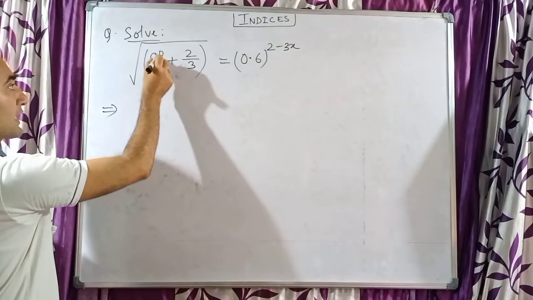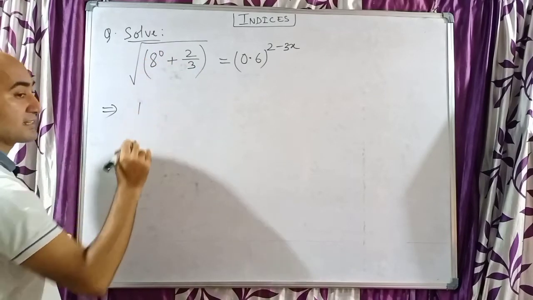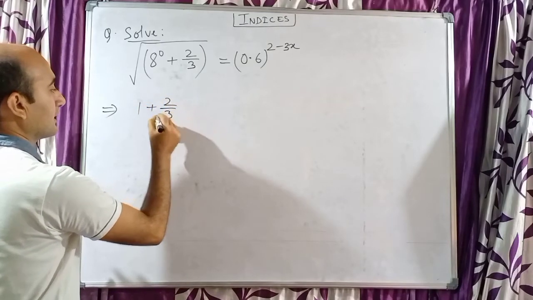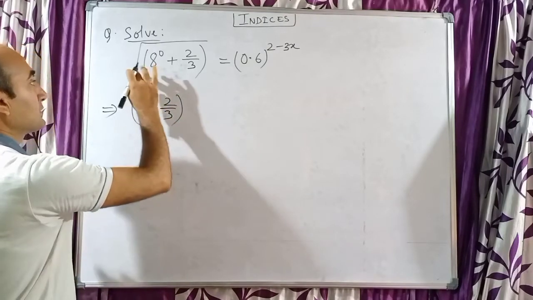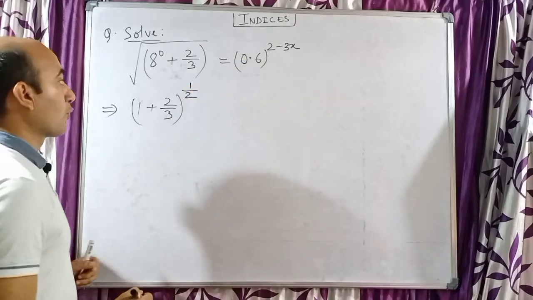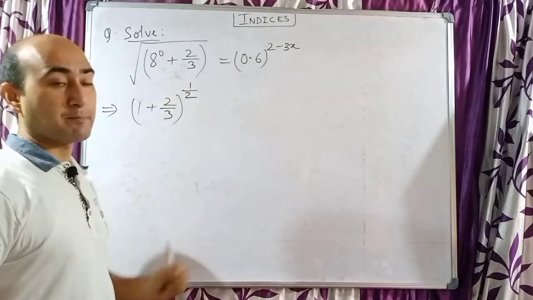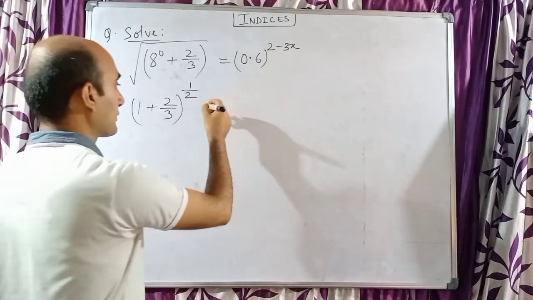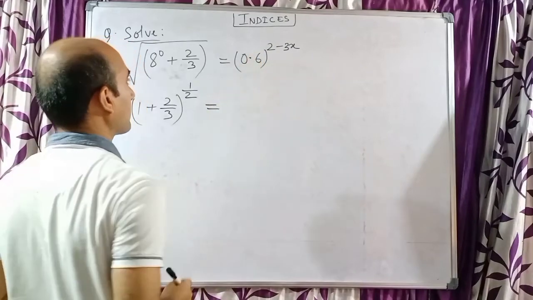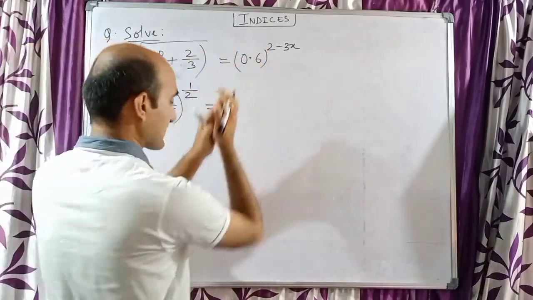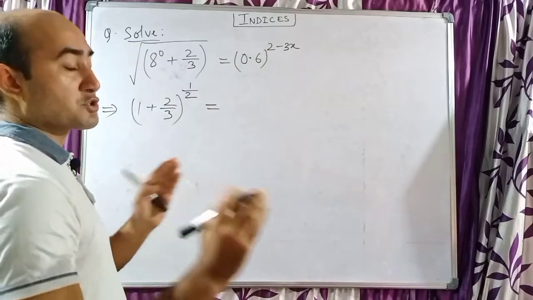So you write 8 power 0 as 1, anything to the power 0 is 1, plus 2 by 3, but I want to remove this root. So to remove the root, I am going to put 1 by 2 at the top in the power. By writing this 1 by 2, the root has been removed. Now make this decimal number a fraction, because on this side we have a fractional number and here we have a decimal number. So the question is not balanced.